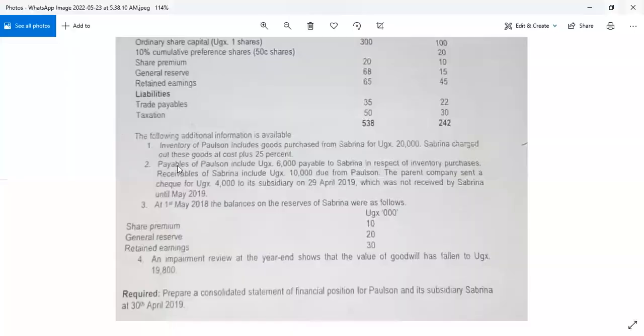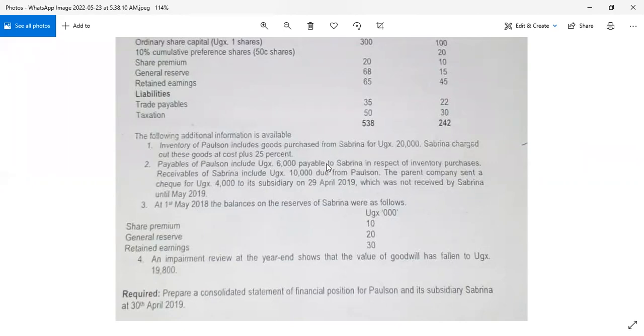Okay, so the next item is the payables bit. The payables of Paulson include 6,000 payable to Sabrina in respect to inventory purchases. Receivables of Sabrina include 10,000 due from Paulson. The parent company sent a check for 4,000 to its subsidiary, and that should explain the difference. The parent is saying, I paid you, that's why his figure is less by 4,000, and the subsidiary is saying, I haven't received the money yet. But that's not an issue.